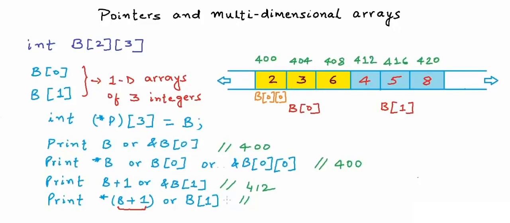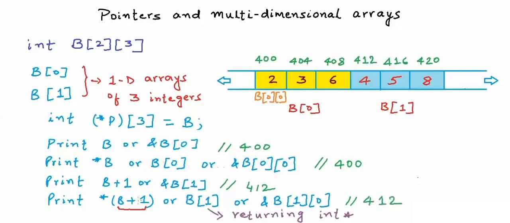Now printing b1 means using the name of this one-dimensional array b1, which should return us the pointer to the first integer in b1. So asterisk of b plus 1 is basically a pointer to this integer at address 412. Once again, this output will be 412. All these expressions, asterisk of b plus 1, or b1, or ampersand b10, are returning us a pointer to integer.